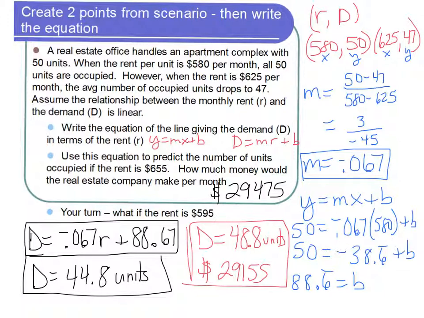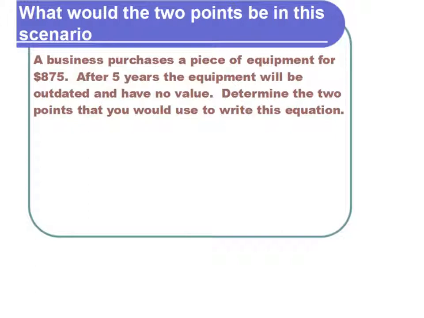Okay, let's try one more problem. Okay, this is very similar, so I'm going to cruise through this pretty quickly, but you do have a problem just like it on your assignment, so pay attention. It says a business purchases a piece of equipment for $875. After 5 years, the equipment will be outdated and have no value. Determine the 2 points that you would use to write this equation. Well, I'm going to kind of help you. We're going to do the 2 points, but I'm going to go ahead and write the equation as well.